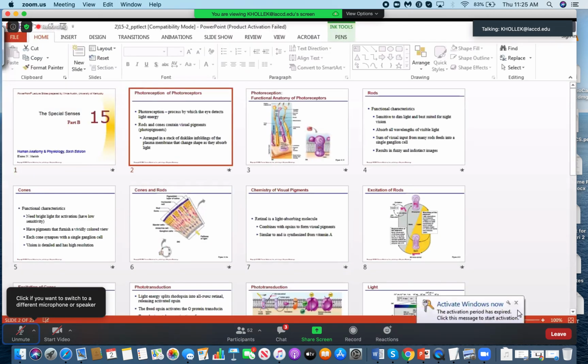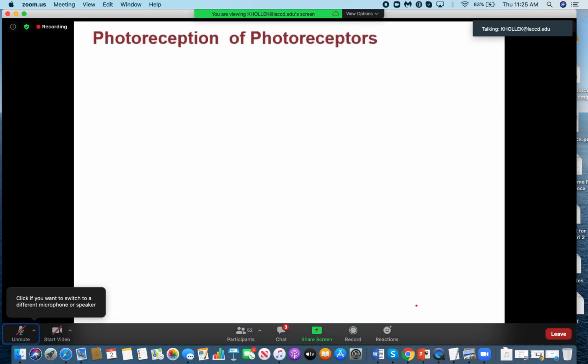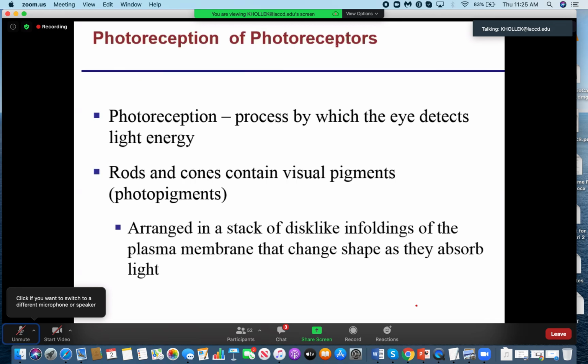The phototransduction is a rather complicated process. And again, you might be able to look at some YouTube videos to get a better grasp of it. I'm just going to make it concise, informative, and yet easy to understand.